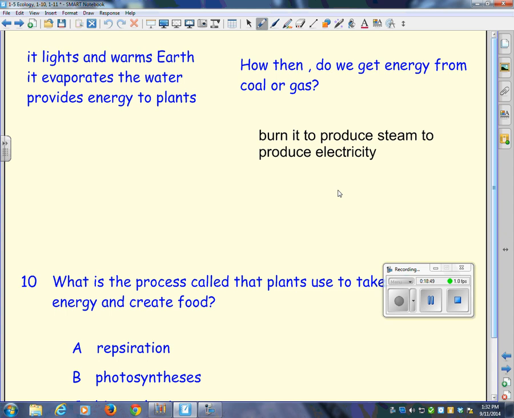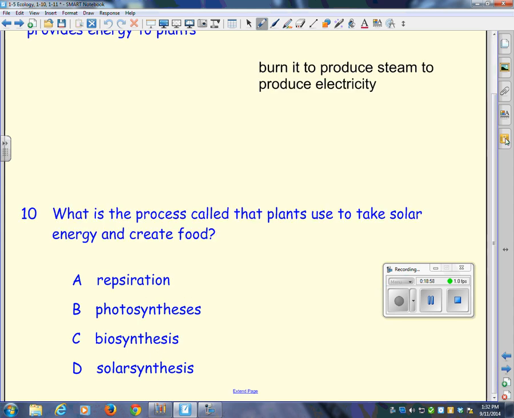Burn it. We burn it to produce steam that produces energy. But this one is not on the sheet. What is the process called that plants use to take solar energy and create food? Now, I think this was on that review thing we did at the start. So everybody should get this. You should feel the pressure, because you should get it. What is the process called that plants use to take solar energy and create food?